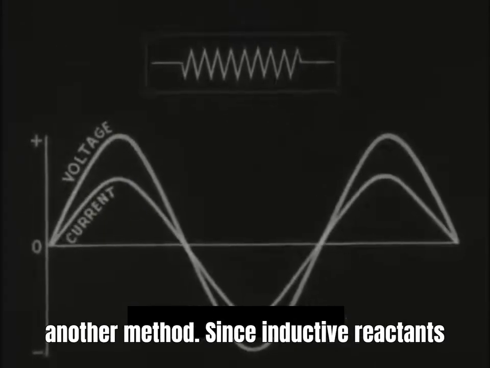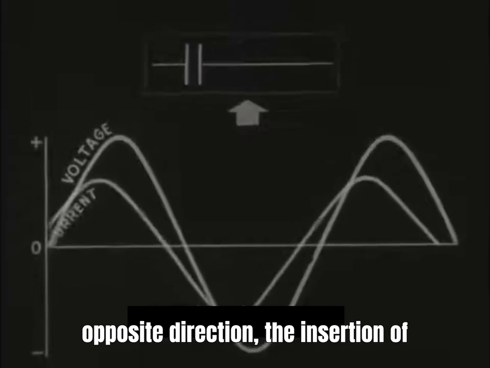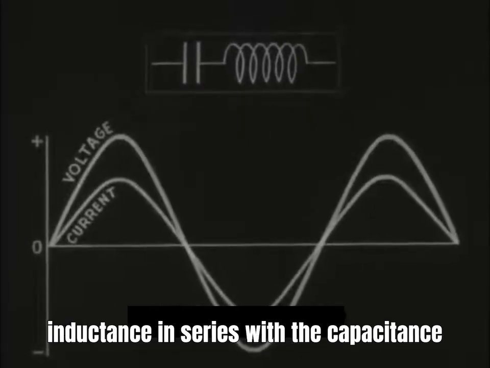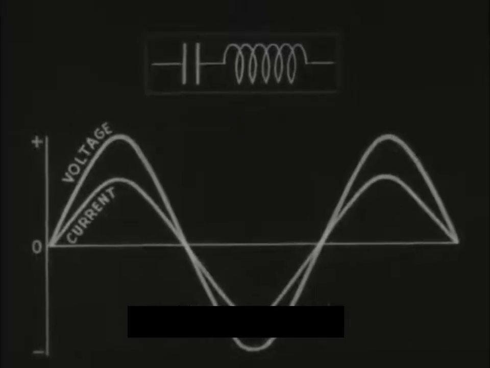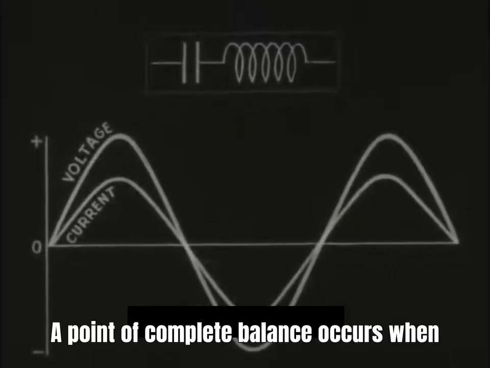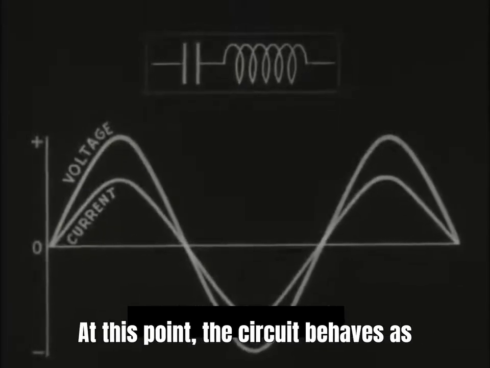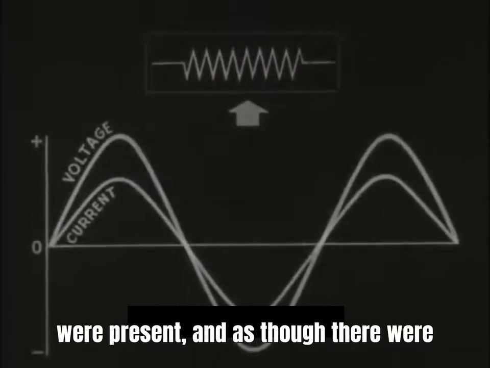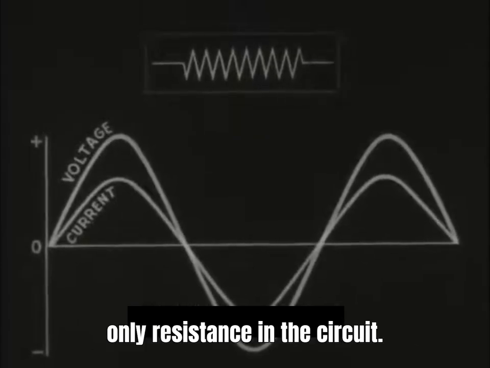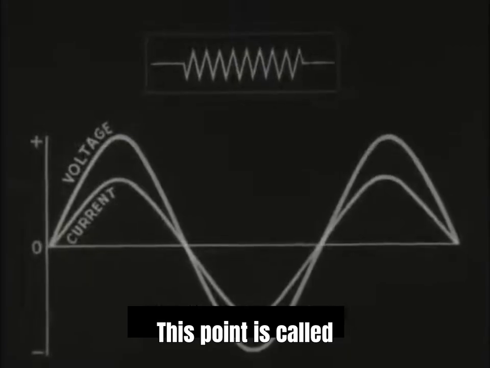There is also another method. Since inductive reactance tends to shift the curve in the opposite direction, the insertion of inductance in series with the capacitance will tend to balance the phase shift. A point of complete balance occurs when the amount of inductive reactance exactly equals the amount of capacitive reactance. At this point, the circuit behaves as though neither inductance nor capacitance were present, and as though there were only resistance in the circuit. This point is called resonance.